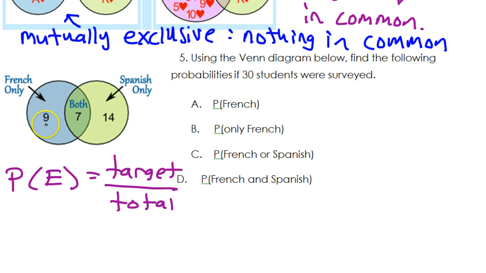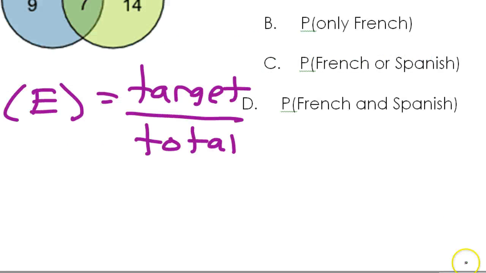So if I want the probability of French, that means French is the target. Don't say 9, because I know that's what you were thinking. 9 does not represent all of the French speakers, because the French zone is this entire circle, the 9 and the 7. That's 16, not just 9. So for the French, we have to go with the 16.